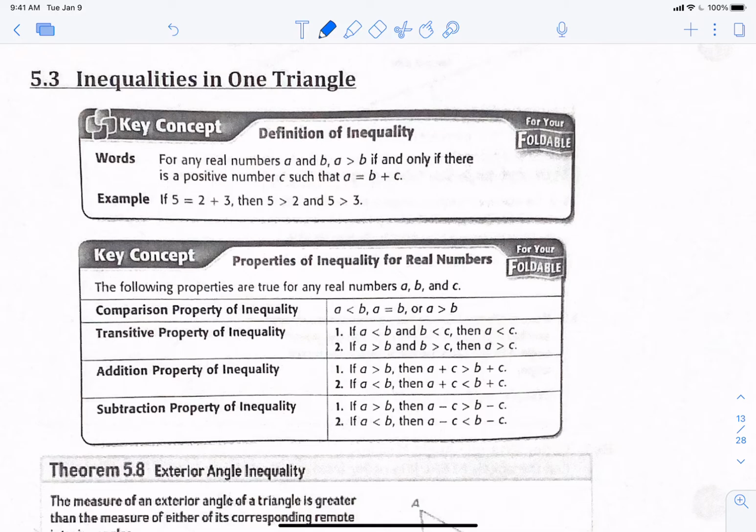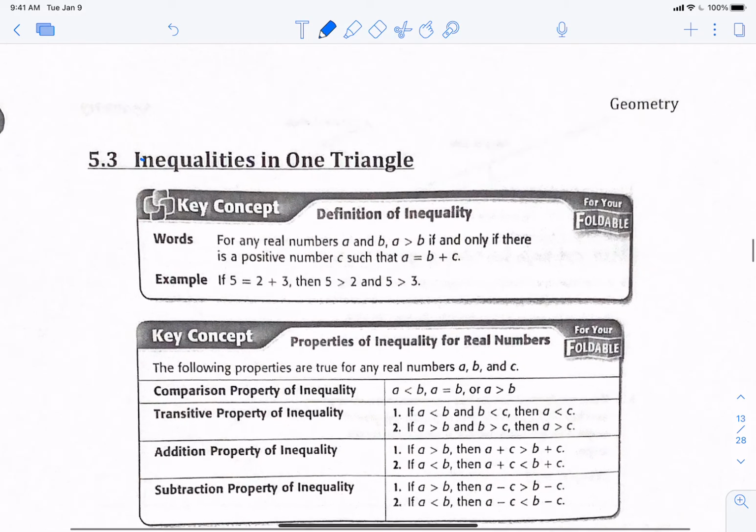Okay, section 5.3. This is inequalities in a triangle. What does an inequality mean? What is an inequality? Unequal. Not equal. What is it if it is not equal?